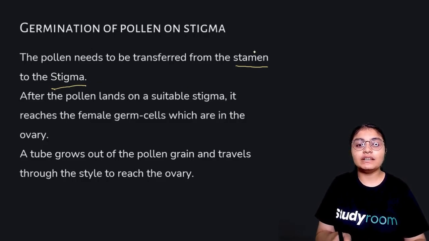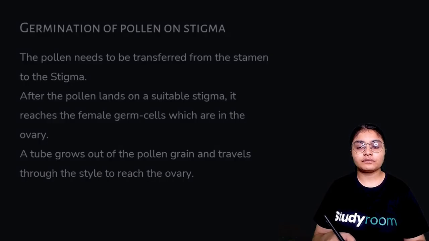So the pollen grain needs to be transferred from the stamen to the stigma, right? After the pollen lands on a suitable stigma, it reaches the female germ cells which are in the ovary. The tube grows out of the pollen grain and travels through the style to reach the ovary.